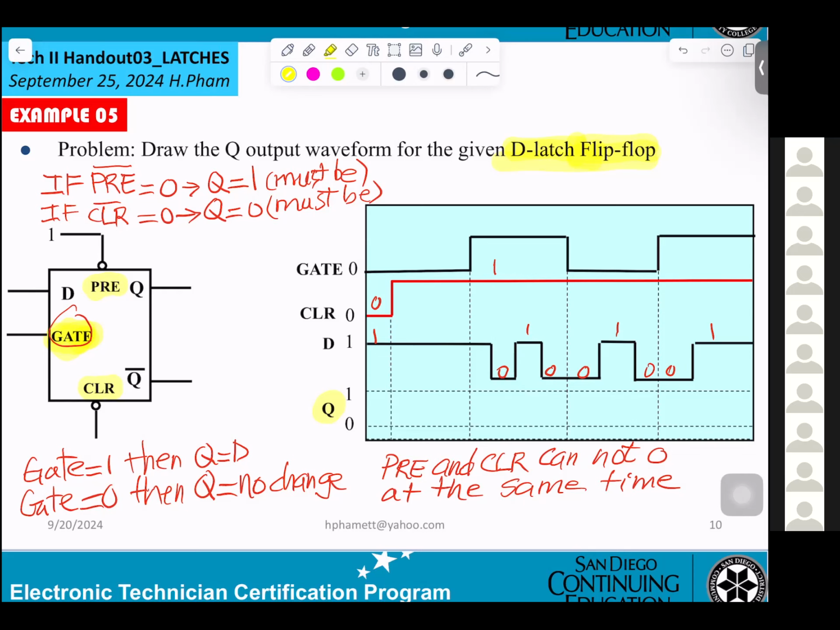If clear is 0, then Q is 0. You're supposed to assume that Q is initially low. No, not assume, it doesn't allow you to assume. Clear CLR is 0. Who can tell me why at the beginning Q equals 0? Clear is 0, so Q is 0. Perfect.